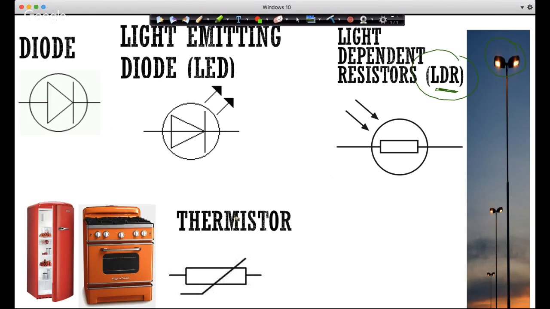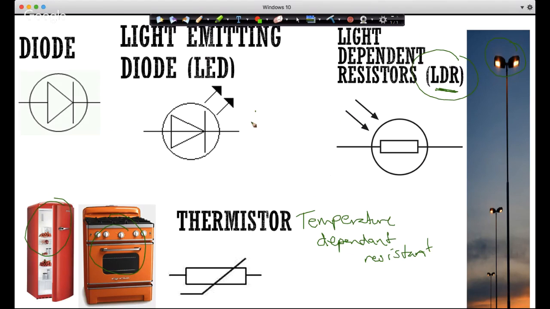Thermistor is a temperature-dependent resistor. It detects a change in temperature that will change the current in the circuit and make something either turn on or turn off. So really great examples of that are ovens, fridges, kettles, thermostats, anything that will turn on or off when it gets too hot or cold.